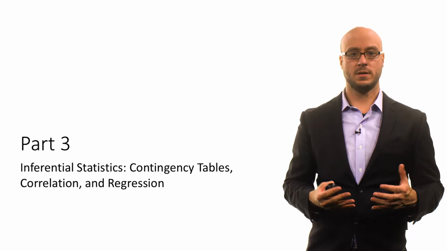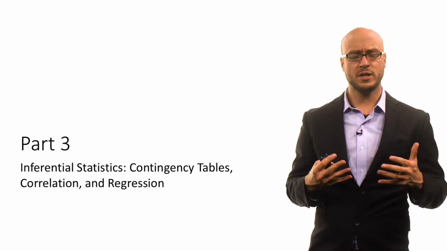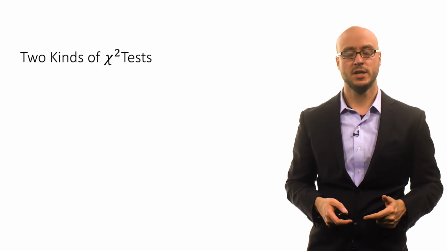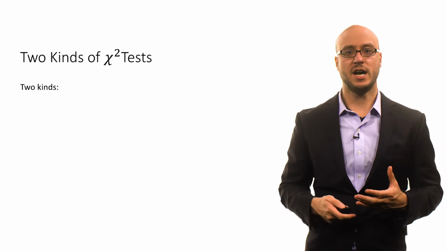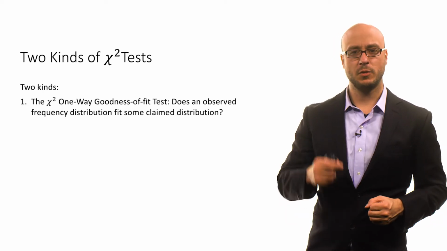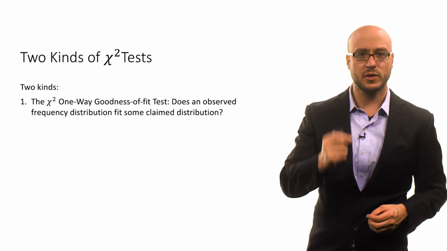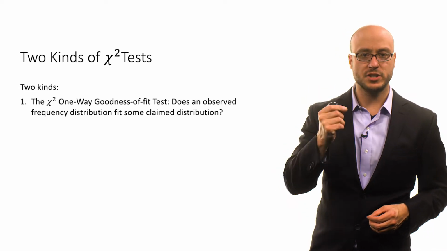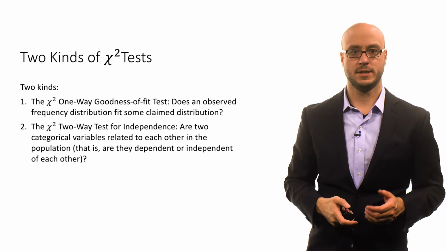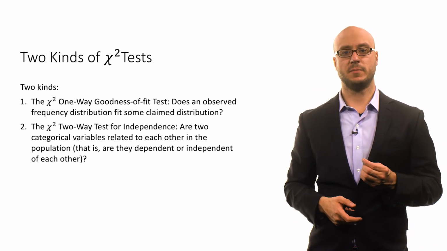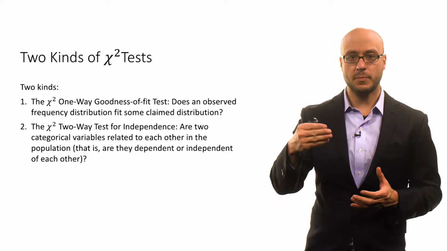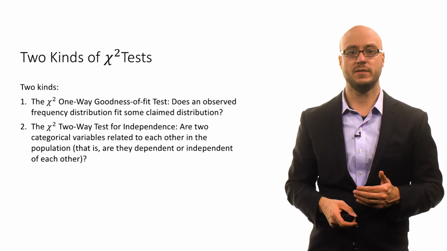For this last part of this review lecture, we're going to talk about inferential statistics for contingency tables, correlation, and regression. So recall that there are two kinds of chi-squared tests. There's the chi-squared one-way goodness of fit test, in which we answer the question, does an observed distribution of counts fit some claimed distribution in the population? The chi-squared two-way test for independence asks, are two categorical variables related to each other in the population? Are they dependent or independent of each other?